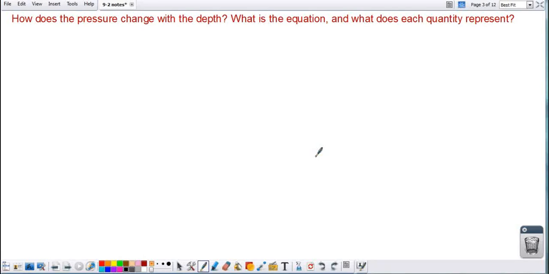How does the pressure change with the depth? What is the equation, and what does each quantity represent?